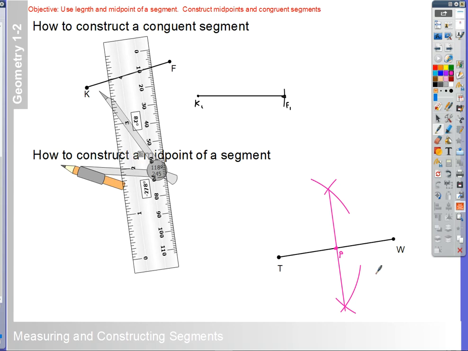Now, to show that two line segments are congruent, we need to have a tick mark. So these tick marks show that line segment TP is congruent to line segment PW.